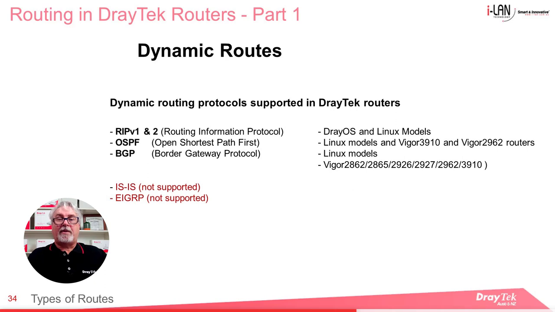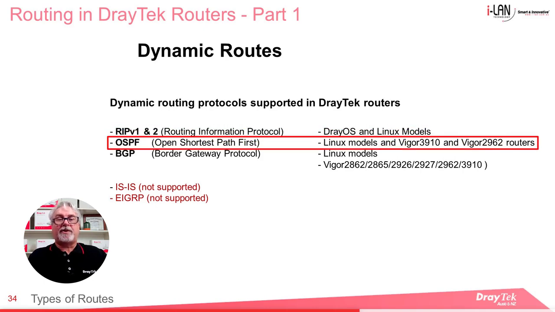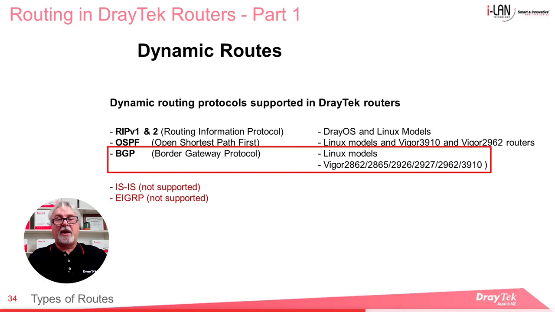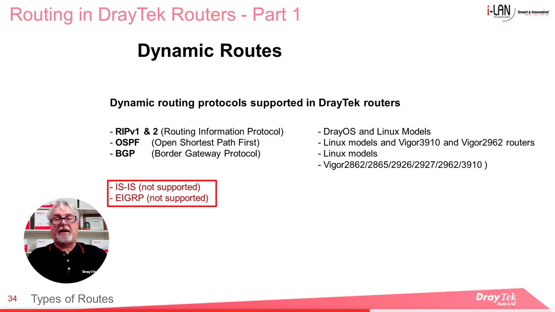Here we have a list of dynamic routing protocols supported in DrayTek routers. RIP version 1 and 2 are supported in all routers. OSPF is supported in Linux-based router models such as the 3900 and 2960, as well as the Vigor 3910 and Vigor 2962 routers. BGP is also supported in Linux routers, and with the latest firmware, it is also supported in the Vigor 2862, 2865, 2926, 2927, 2962, and 3910 DrayOS models. The other two protocols shown here, IS-IS and EIGRP, are not supported in DrayTek routers.